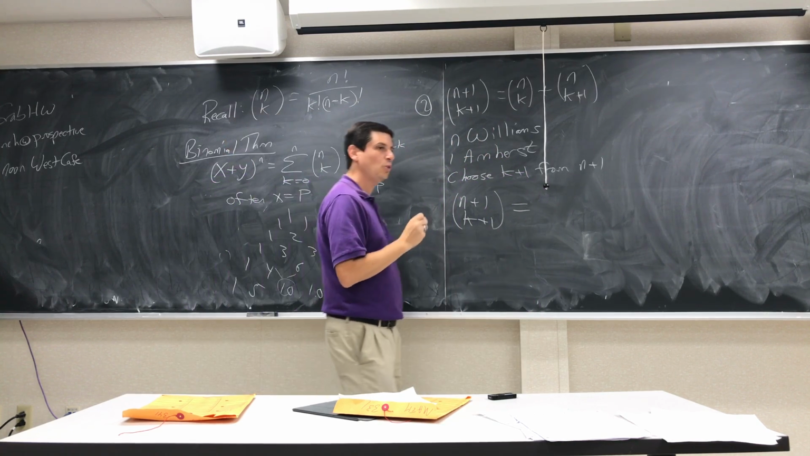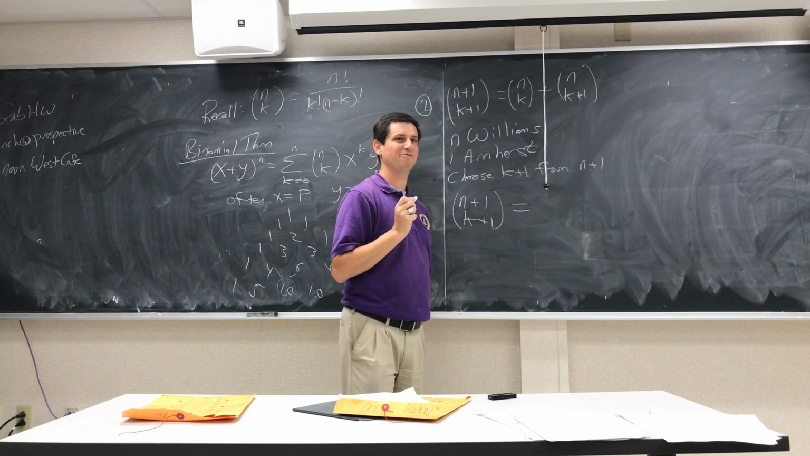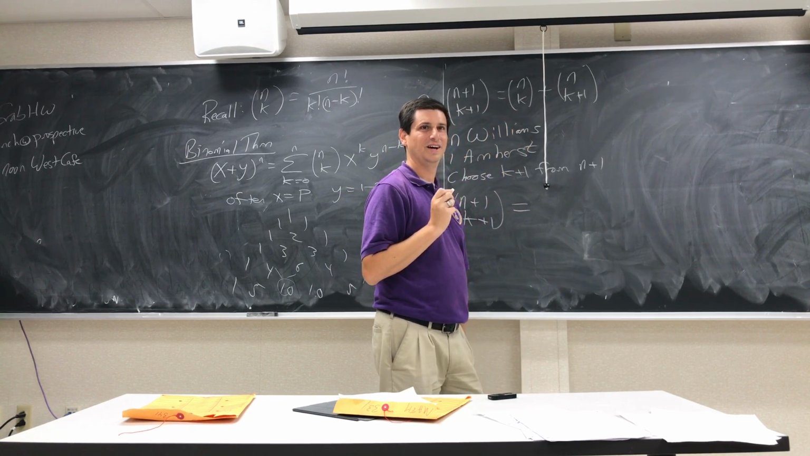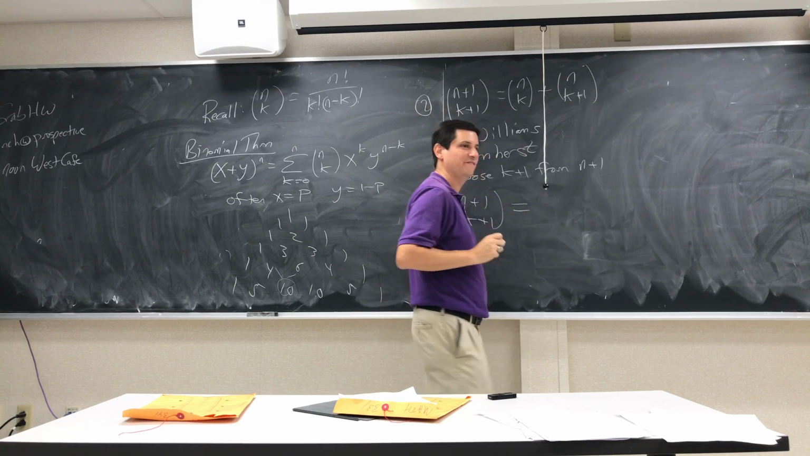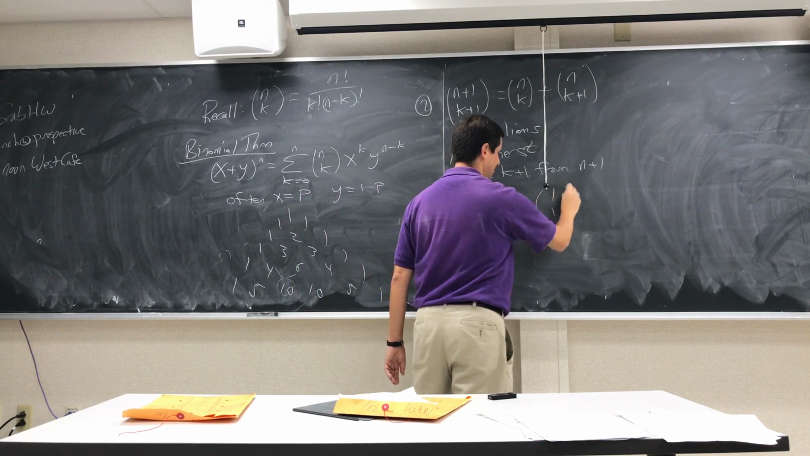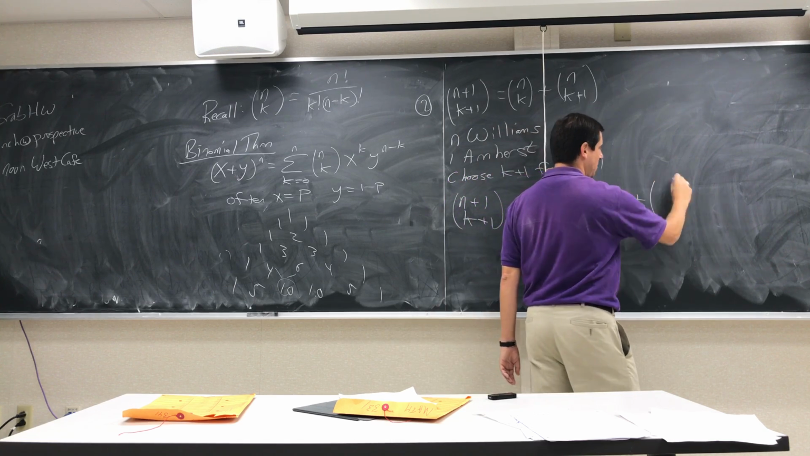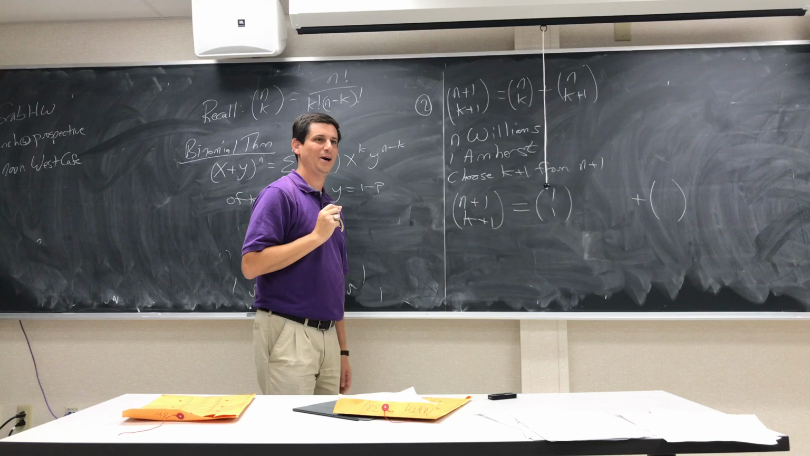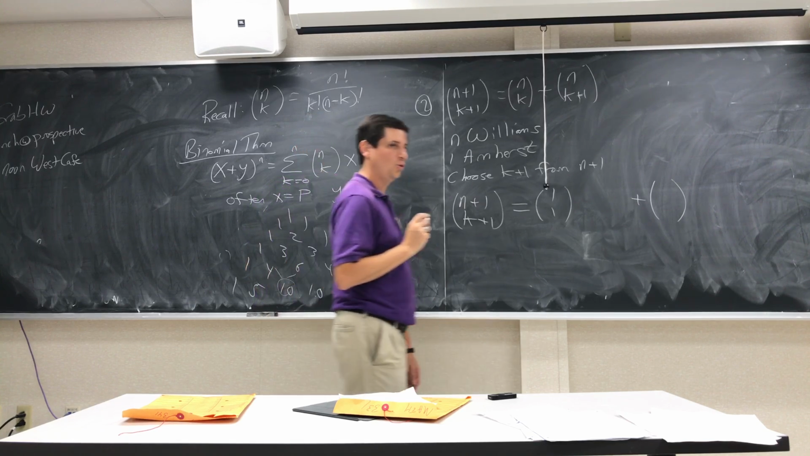1. How do I want to write 1? What's the most pedantic way of writing 1? I could write it just as the number 1, but I want to write it far more pedantically. 1 choose 1. If I don't choose the person, how many ways are there not to choose the person? Also one way not to choose them, and how would I write that? 1 choose 0.